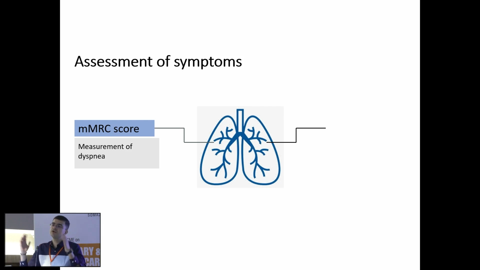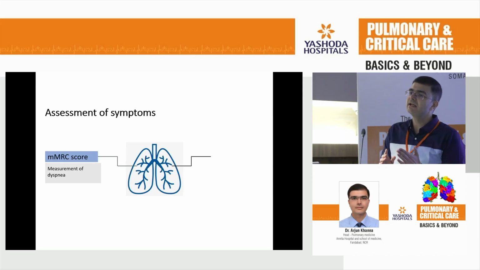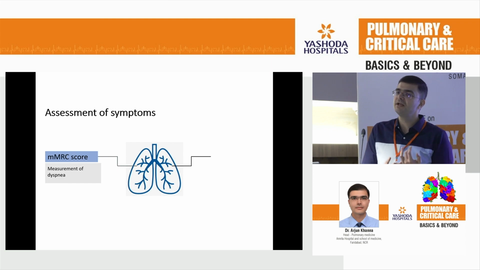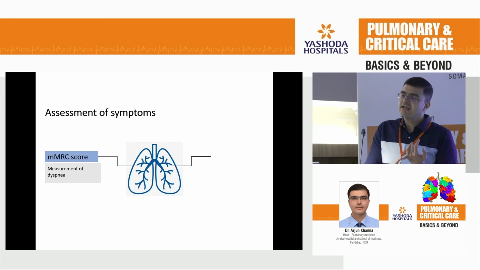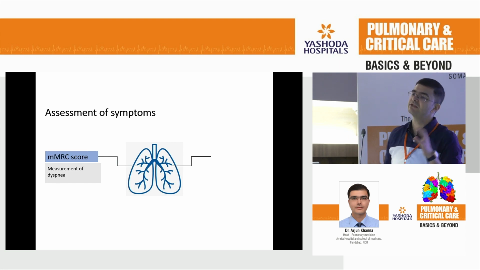So if a patient of COPD walks into my OPD, first thing that I will do is I need to make a diagnosis of COPD, so I'll do a spirometry. The second thing I'll do is I'll label whether it is mild, moderate, or severe. The third thing that I'll do is I'll assess the patient's symptoms.